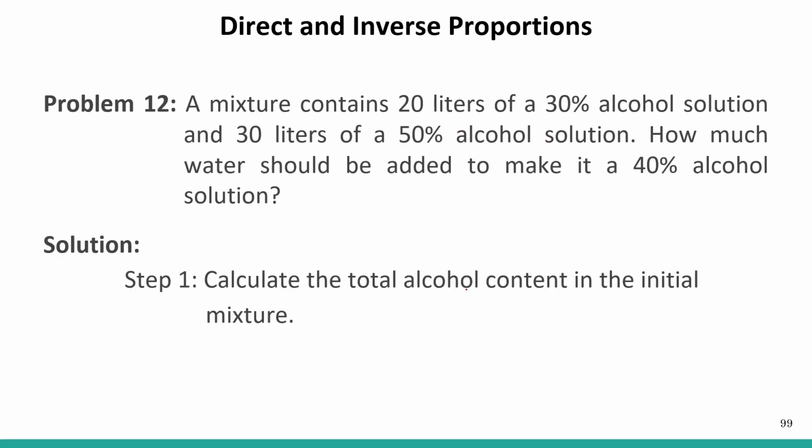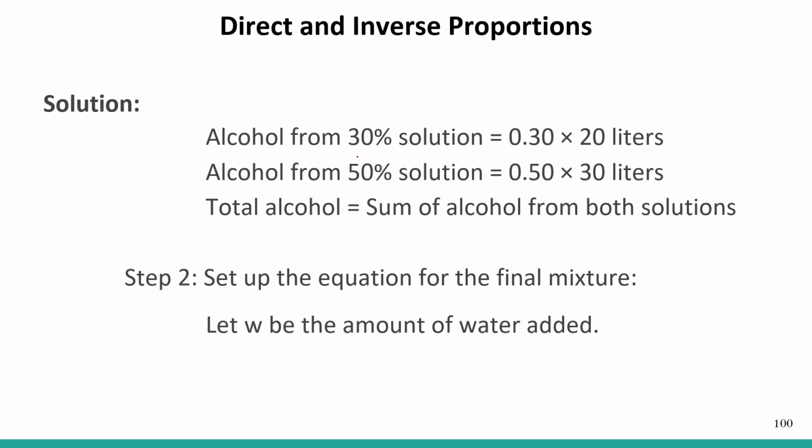So, calculating the total alcohol content in the initial mixture. Alcohol from the 30% solution will be 0.30 into 20, right? Because 20 liters is the amount of solution, and the alcohol present in that 20 liter solution will be 30% of it, that is 0.30 in decimal.